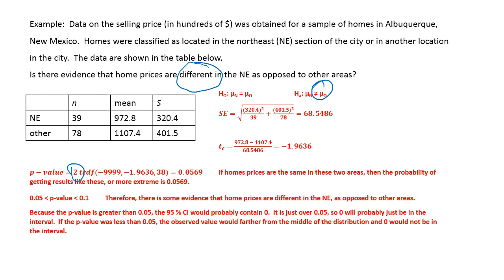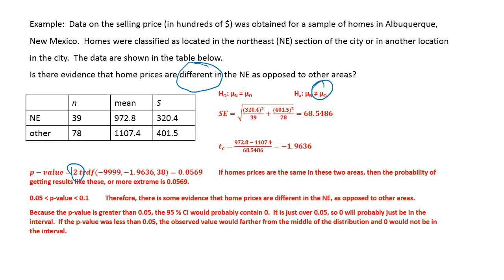Because this p-value is greater than 0.05, the 95% confidence interval would probably contain 0. If the p-value was at 0.05, then that would be right on the edge of the interval. It's just over 0.05. It's 0.0569. So 0 will probably be in the interval, just barely.